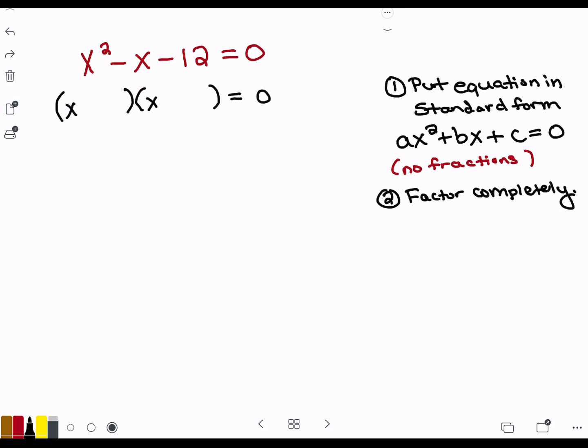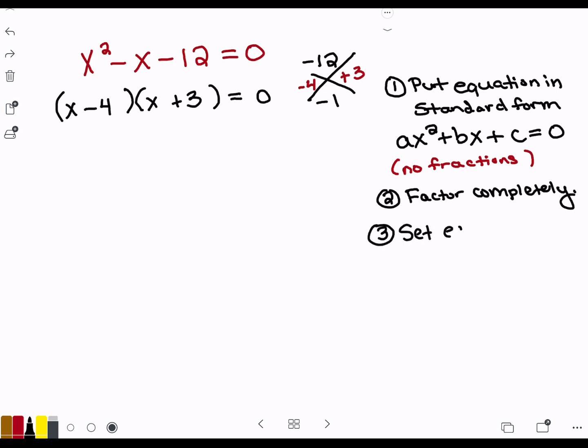So with this particular problem, there's no GCF, there's 3 terms, so I do 2 sets of parentheses with an X in each one. Now we need to figure out, what do I multiply to get negative 12, but when I add, I get negative 1. That will be negative 4 and positive 3. If you multiply those, you get negative 12. If you add those, you get negative 1. So those are the numbers that go inside the parentheses.